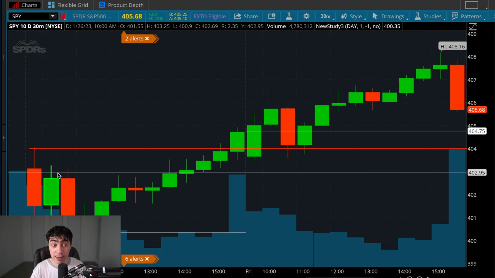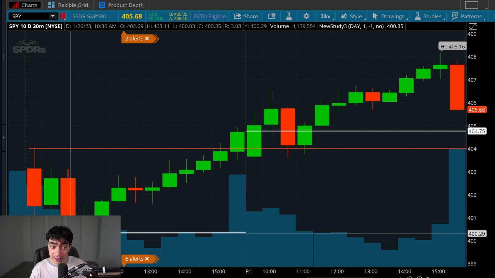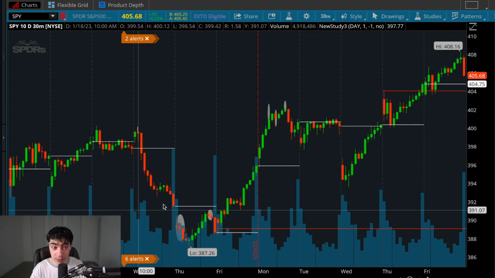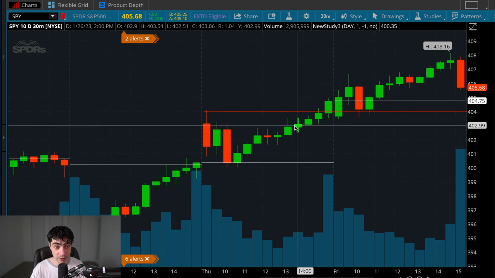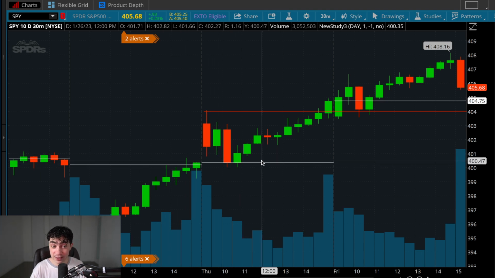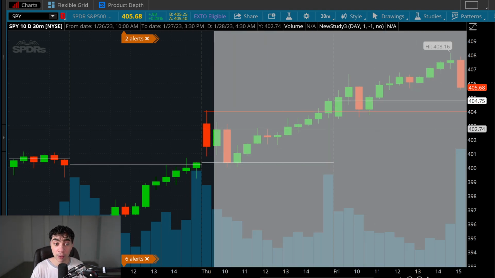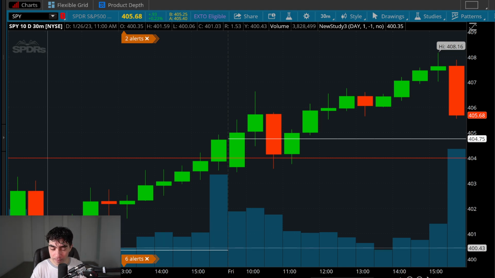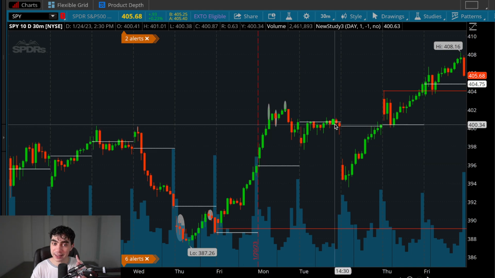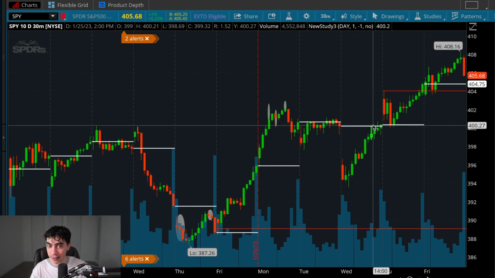SPY went up, it retested the previous day's highs, and it bottomed at the previous day's highs. It turned that previous resistance right here into support on the 30-minute candle. And then that was the floor. The bottom, the floor, the low was the previous day's highs. Now look at today. It did the same thing. Not only did it do the same thing, but it did the same pattern. This is where it gets very interesting.